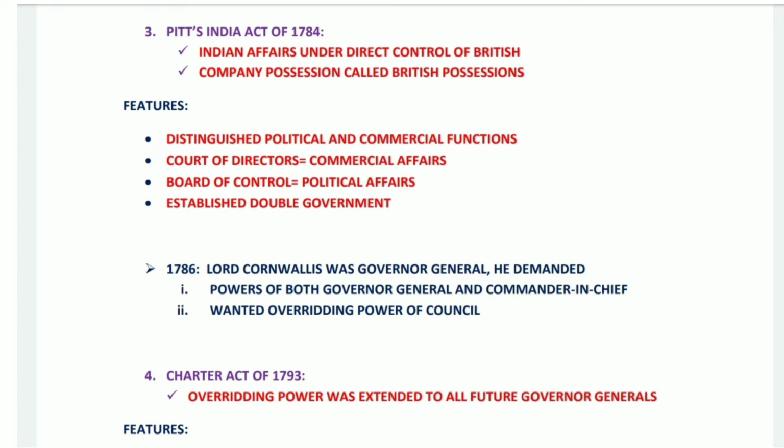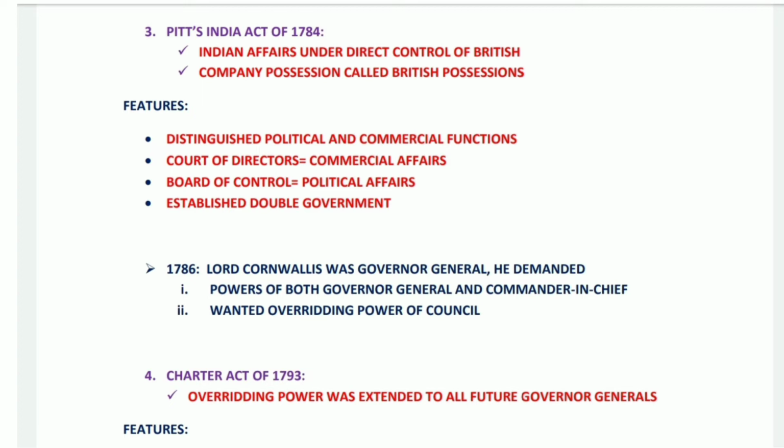So this Pitt's India Act separated commercial and political functions of the company by allowing the court of directors to manage commercial affairs and the board of control, which was a new body, to manage political affairs. That is, it introduced a system of managing commercial affairs by the court of directors and political affairs by the board of control, which was considered as double government. So under Pitt's India Act, double government was established.